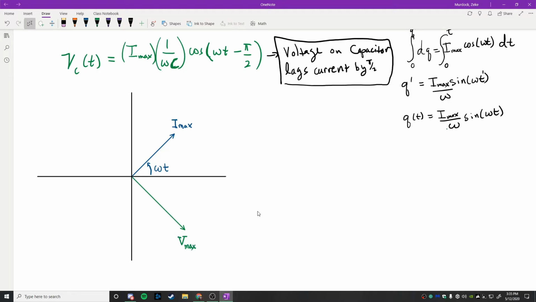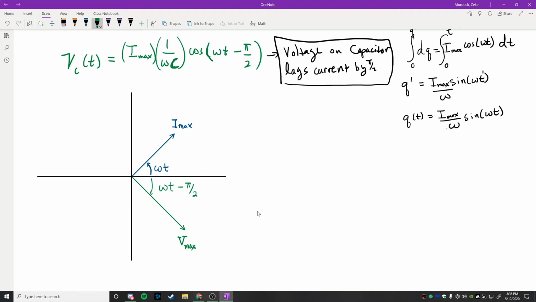And that's going to be omega t minus pi over 2, basically, right? That's what this angle down here now is going to be: omega t minus pi over 2. It's a negative angle. So that's our relationship now, right? That's what it looks like. The voltage lags behind the current.